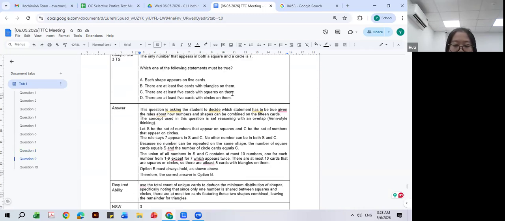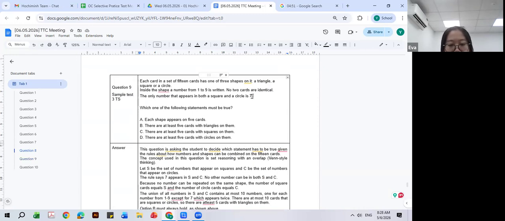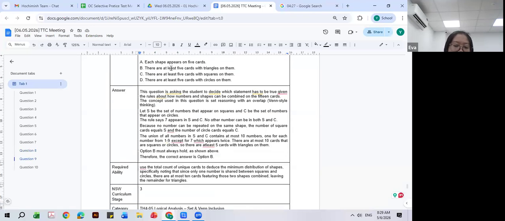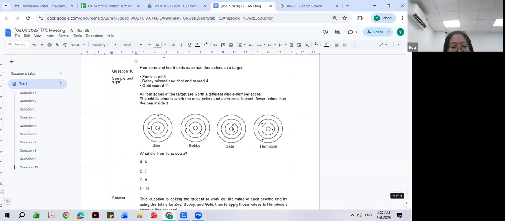So we will have 2 for the square and circle, and another card for the circle. So we have a total of 10 circle cards, and out of 15 we will have 5 cards remaining. So 5 cards must be for the triangle. So we choose the correct answer, option B.